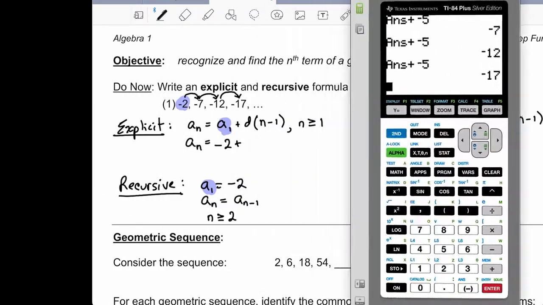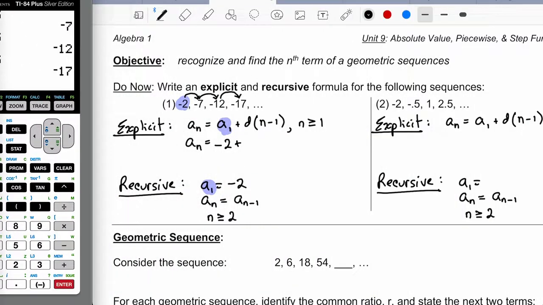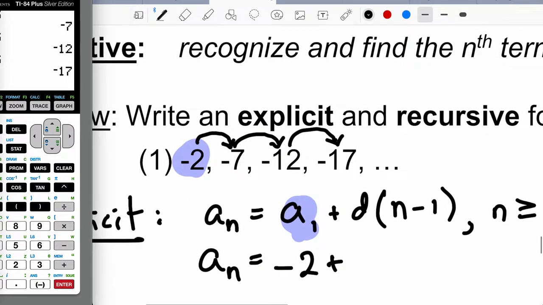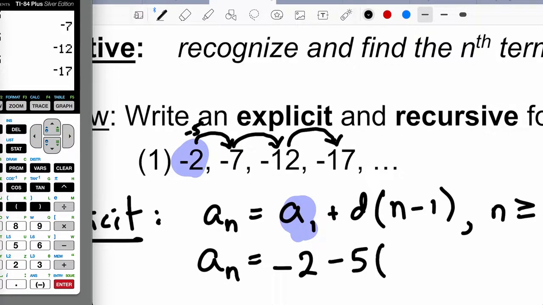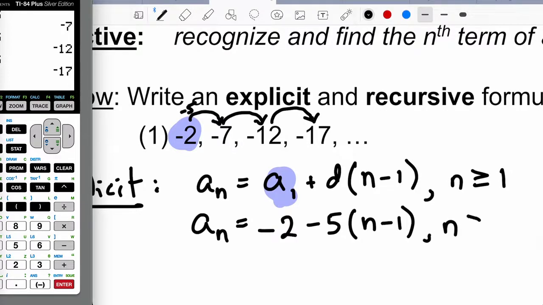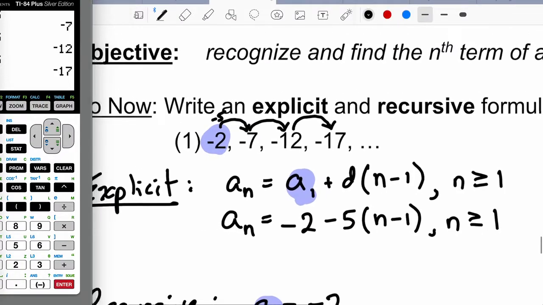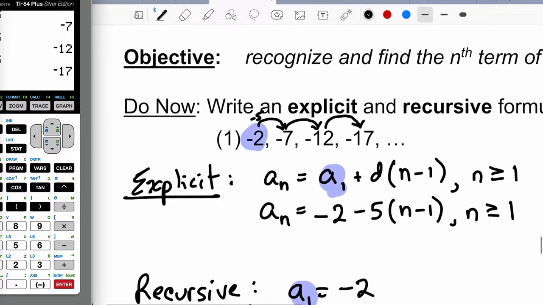So my common difference, actually I want to just put this over here. My common difference is a negative 5. So plus a negative 5, or you could just write minus 5. All right. So let me get rid of that and put minus 5 times n minus 1, where n is greater than or equal to 1. So for the explicit model, you really only need those two pieces of information, the initial value and the common difference. Everything else just goes into your formula.